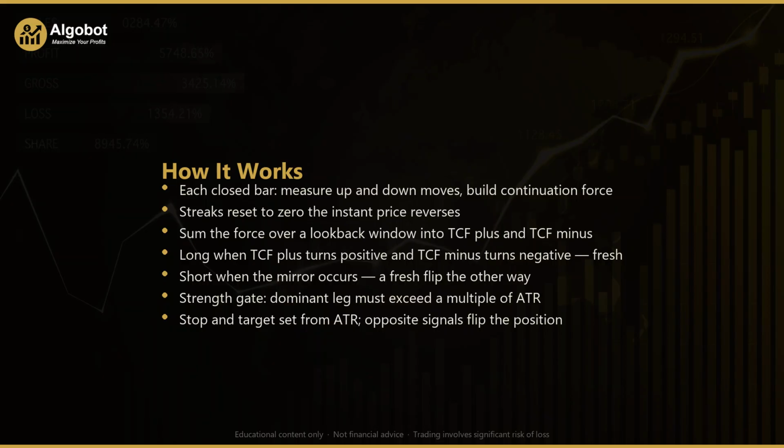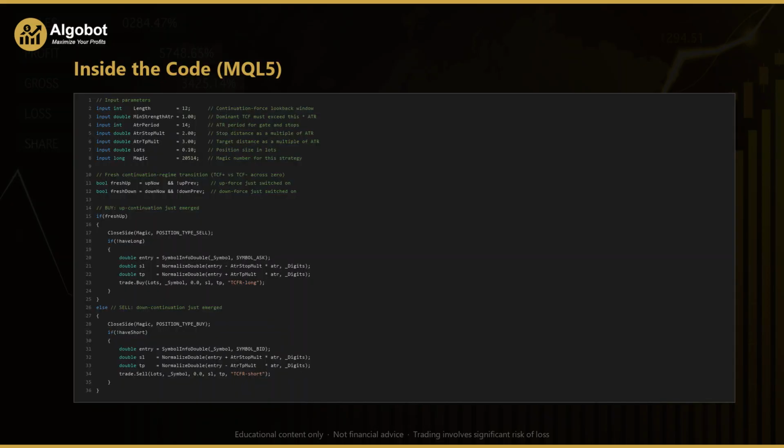Finally, if an opposite fresh signal appears, the expert advisor flips the book, closing the old side and opening the new, so the position always stays aligned with the live continuation regime. Let's read the MQL5 code the way you'd see it inside MetaEditor. At the top are the input parameters.